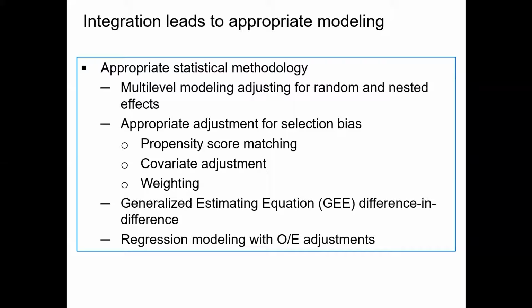Third, GEE is commonly used. Difference in difference methods are very common to compare the pre-post period with different adjustment techniques for cases and controls. And then regression modeling is also used with observed to expected adjustments included. These adjustments can be included to look between hospitals or across patients' comorbidities as well. All of these techniques can be used together to achieve the best modeling results.